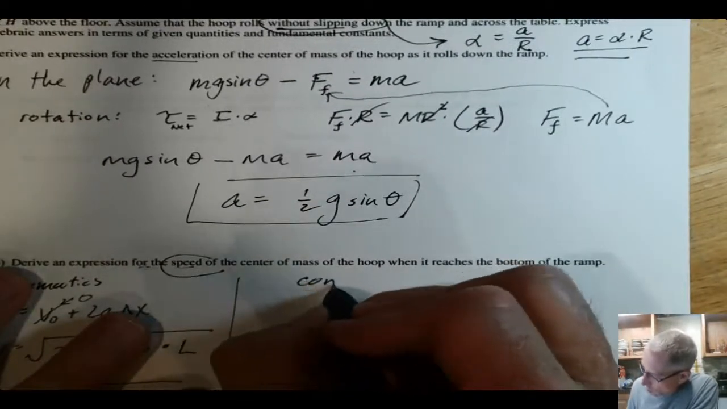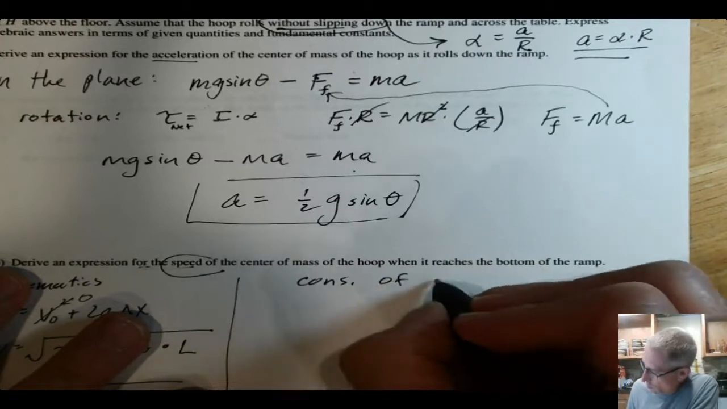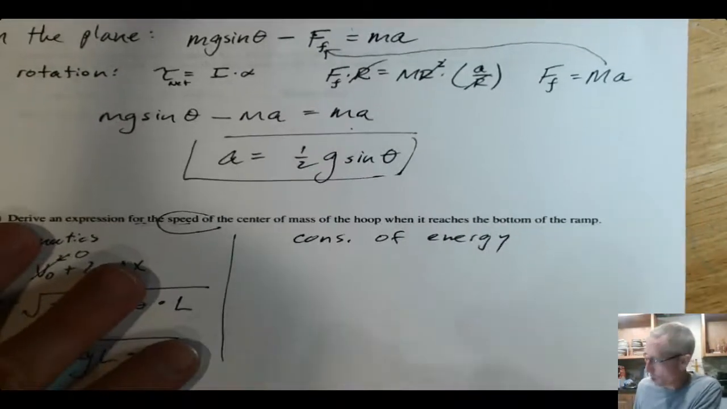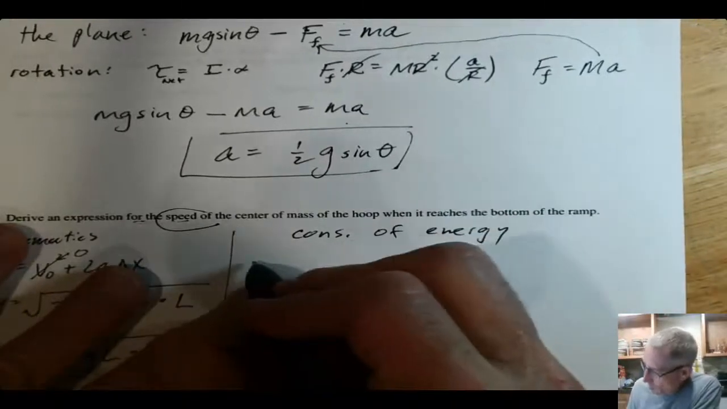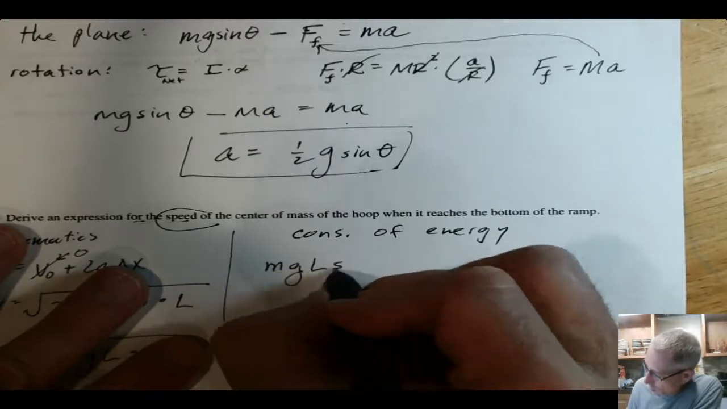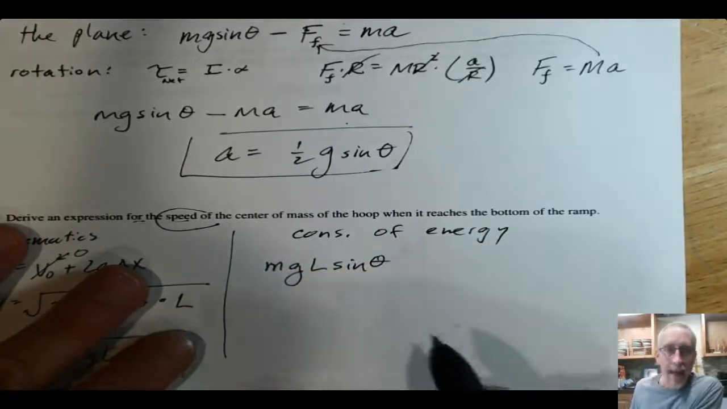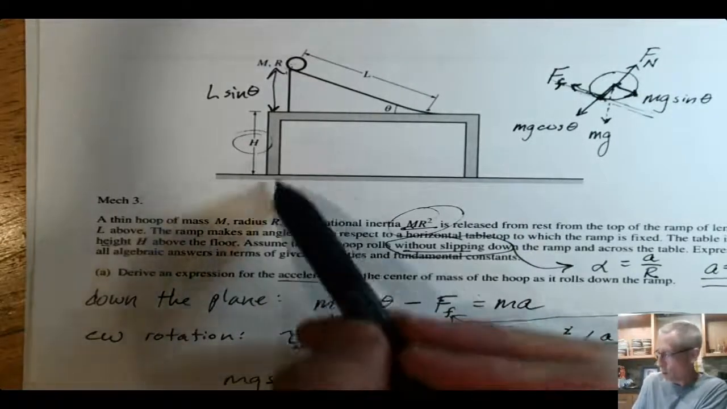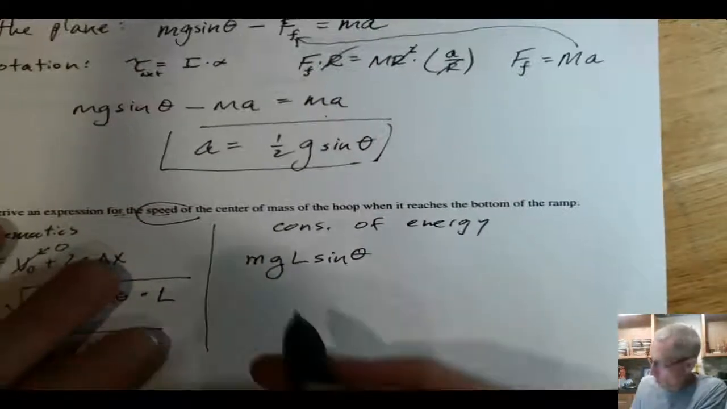So on an exam, I would first write conservation of energy. That tells the grader what approach you're using. That's just a nice thing to do. And then they should recognize when you write mg L sine theta. You might write h, but golly, if you write h, it makes me nervous, because I'm afraid they'll think you're using the height of the table.